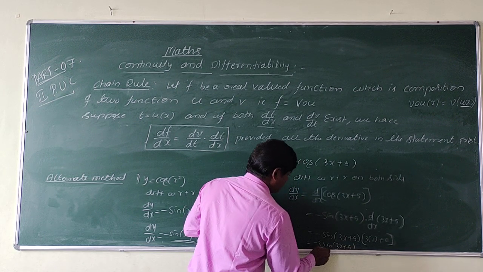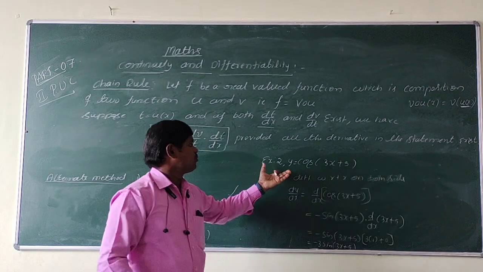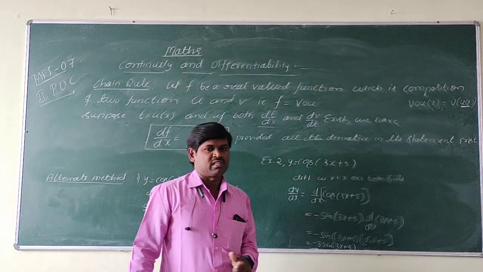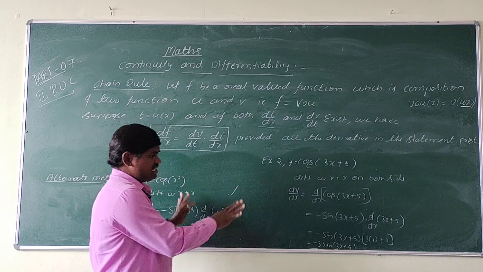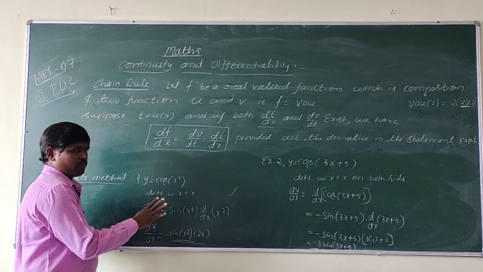So this is the derivative of the given function y is equal to cos of 3x plus 5. So it is very easy to solve the given problem. Okay, so write down.